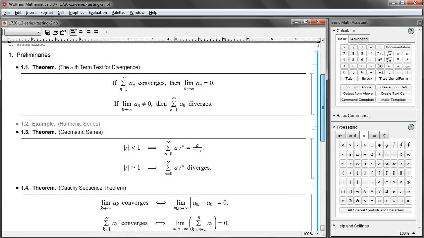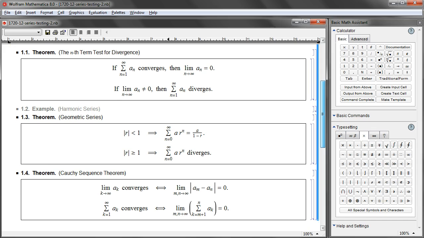We talked about the nth term test for divergence, the harmonic series, which is a bit of a minor deal for our purpose here, and the geometric series, which is important. And then we talked about some nice little thing called the Cauchy sequence theorem. It kind of goes like this.